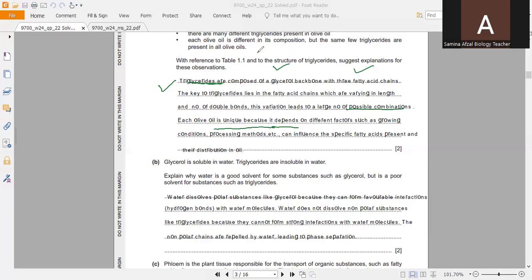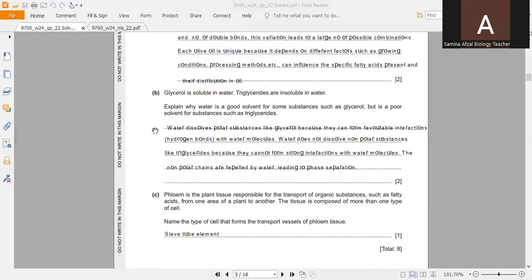So that was about this question. Now we move to the next question. The next question is: glycerol is soluble in water. Glycerol, which is part of the triglyceride, is soluble in water, whereas triglycerides are insoluble in water. Only glycerol is soluble in water. So explain why water is a good solvent. Why is water a good solvent?